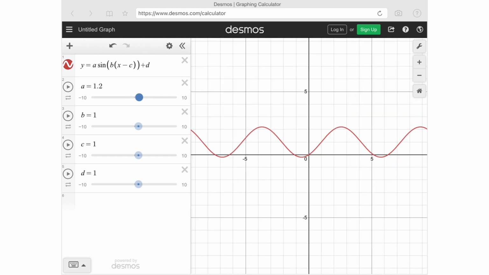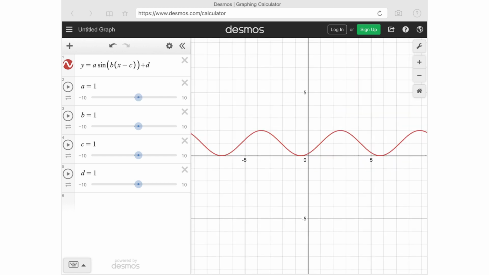So let's leave that one sort of at its base value of 1. And then B is also its base value is 1. Let me just see here. C, its base value is 0. And D's base value is 0. Let me put those back to normal. So right there is the normal sine graph, where things that are being multiplied, A and B, are both 1. Things that are being added or subtracted are both 0. So C and D are both 0.